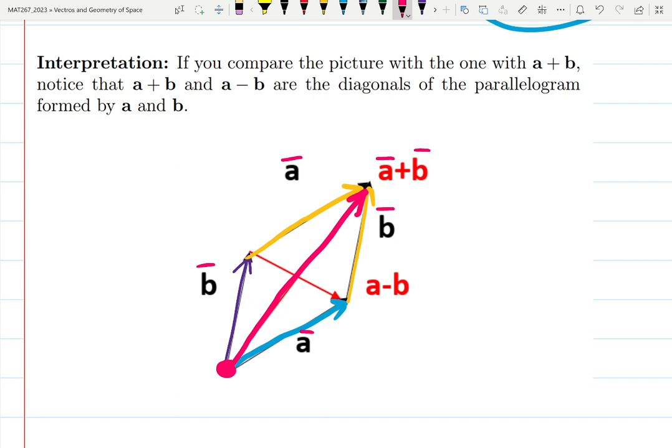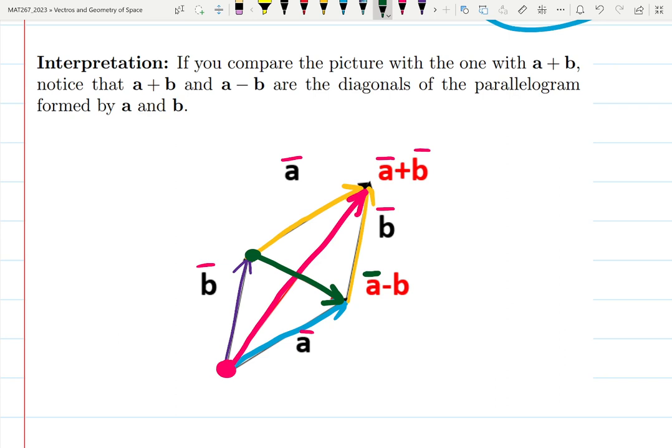Well, the subtraction will be the other diagonal. But now the question is which one? This one or the other one? It points to the positive vector. If A is positive, it better point at A. So the other diagonal is a difference. It all comes from geometry, which is kind of interesting. Vectors have a deep connection with geometry. Basically, A plus B and A minus B are diagonals of the parallelogram formed by A and B.